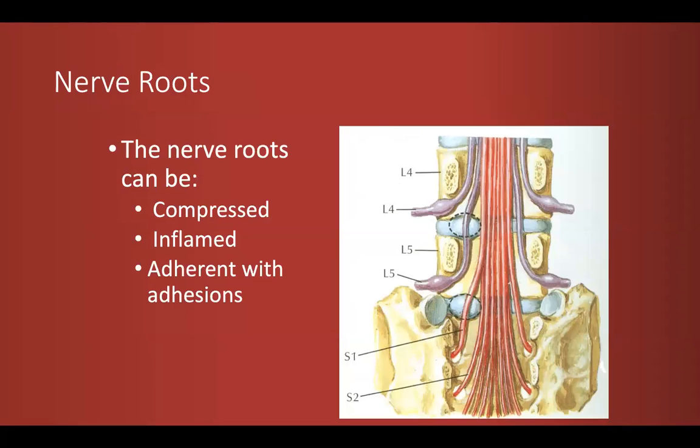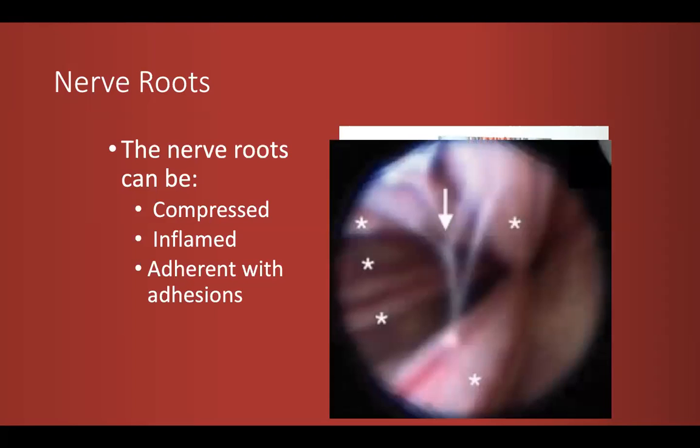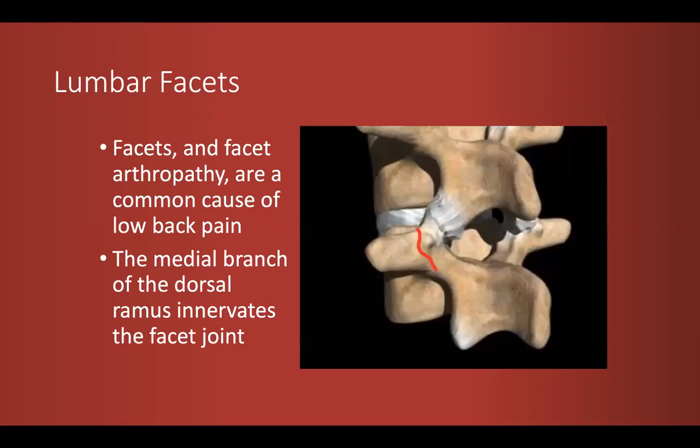The nerve roots can be compressed, they can be inflamed, or they can actually be adherent with adhesions that occur because of inflammation that occurred in the past. And we can see these adhesions again on spinal endoscopy, or when you're doing an epidurogram, looking at the way the medicine spreads. You can have facet pathology. The facets and facet arthropathy are a common cause of low back pain, and the medial branch of the dorsal ramus innervates the facet joints.